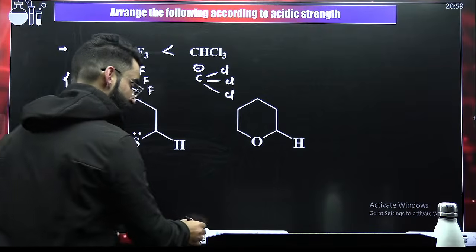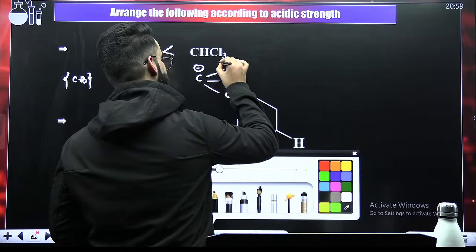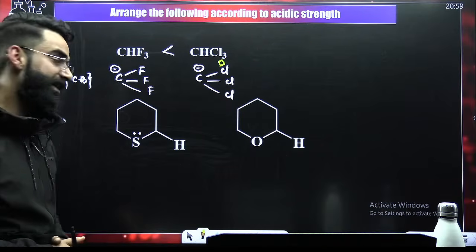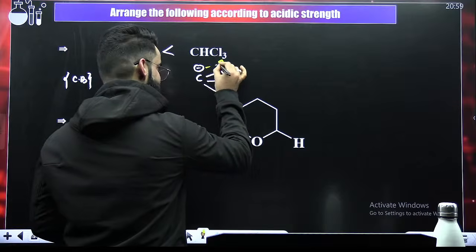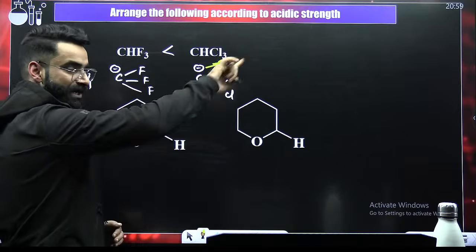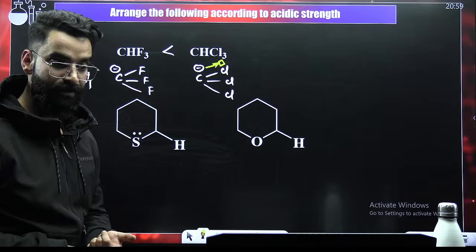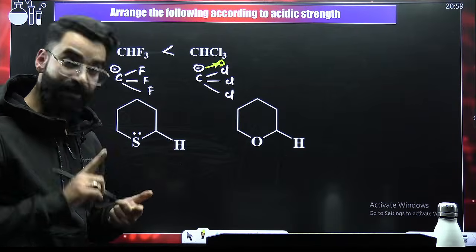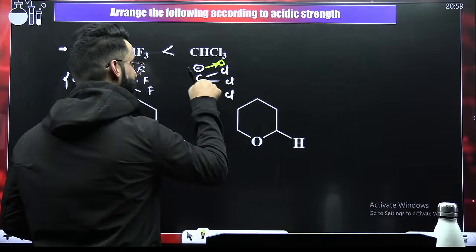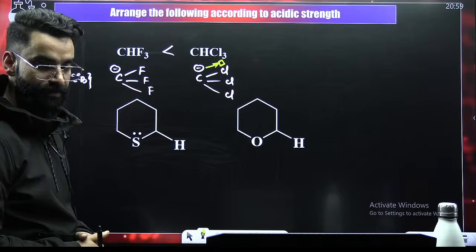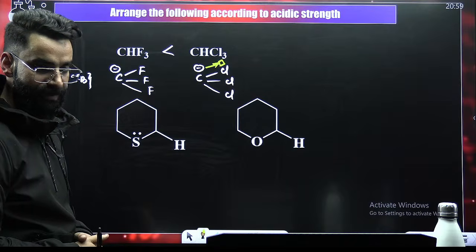Because if you talk about chlorine, in chlorine there are vacant d orbitals. And if there are vacant d orbitals in chlorine, there will be the chance of back bonding. Back bonding stabilizes the carbanion. The more stable the carbanion, the stronger its acid is going to be. Right?